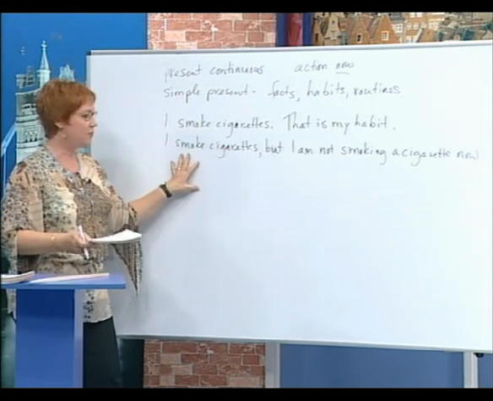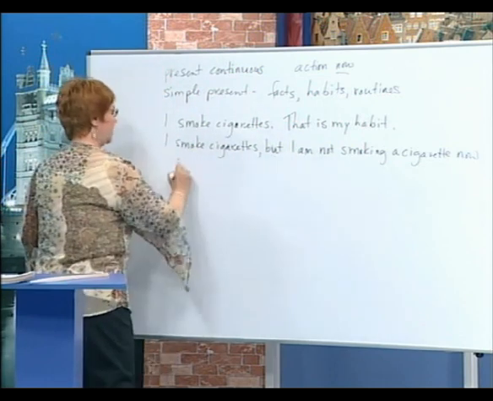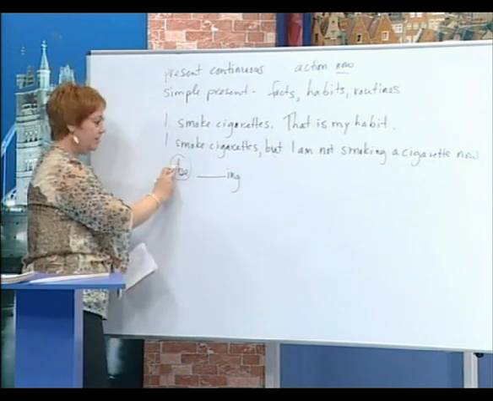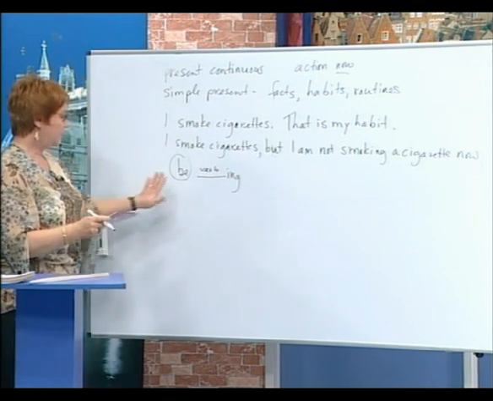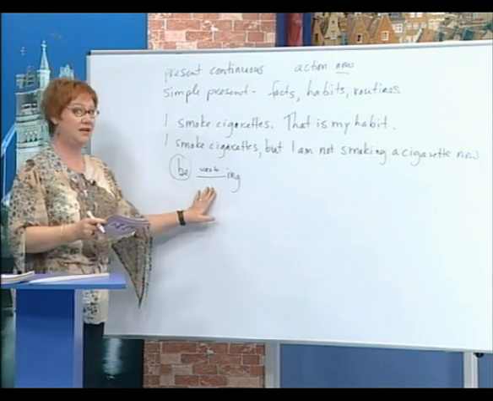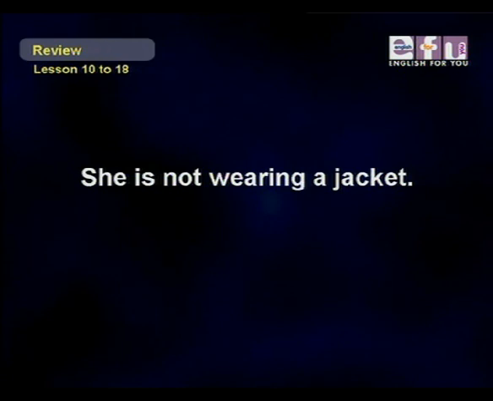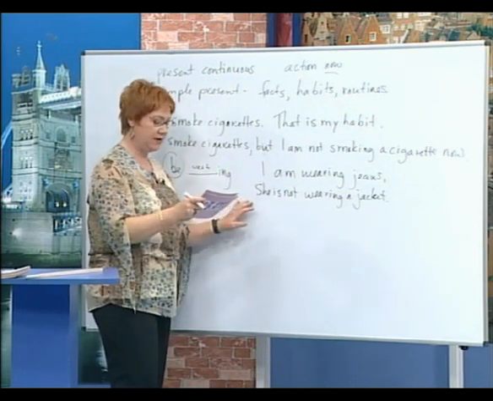So this is the simple present. This is the present continuous. Okay? And remember, the formula is be plus ing. So am, is, are, and the verb with ing on the end. Okay, now this one changes, this one doesn't change. So this is the one that does the work. And so, for example, I am wearing jeans. She is not wearing a jacket.